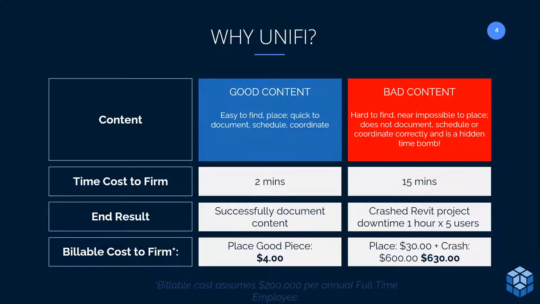And even if we're thinking that it takes maybe 15 minutes to find this piece of content, what if this content runs the risk of crashing our Revit project? Let's say our downtime is only an hour and the project is small, so we've only got 5 users. When you do the math, and again, that billable rate, we've gone from $4 to $630 very quickly and very easily. So there is definitely a cost to having both good and bad content.